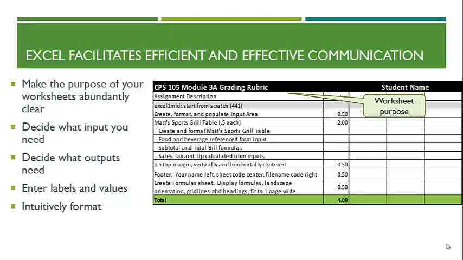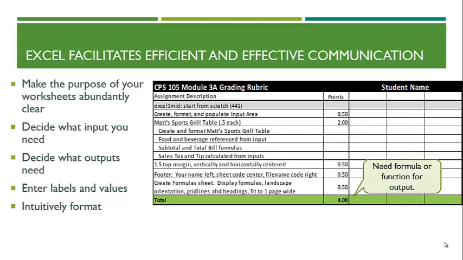Notice my title, CPS 105 Module 3A Grading Rubric. It makes the purpose of the worksheet abundantly clear. The inputs necessary for me include the point values for each instruction in the assignment. I manually enter these input values. The output I need is the total of the points earned on the assignment. I will need a formula or function in this cell in order to calculate the output.